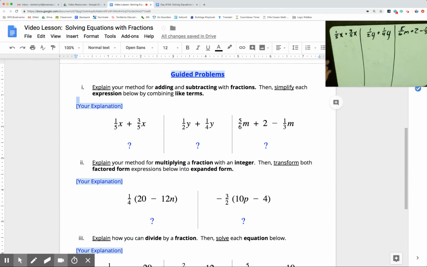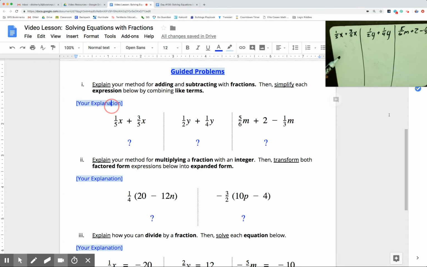Welcome back. Before I go full screen on this whiteboard, I'm just kind of going to write my explanation in here. Hopefully after you and your neighbor discussed, or a couple people at your group, you talked about something really important, and that's a common denominator. Everything when we're adding and subtracting with fractions, or what I call combining like terms, comes down to, do they have a common denominator?